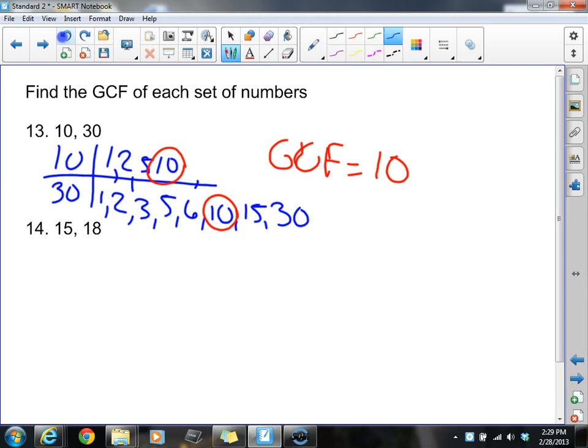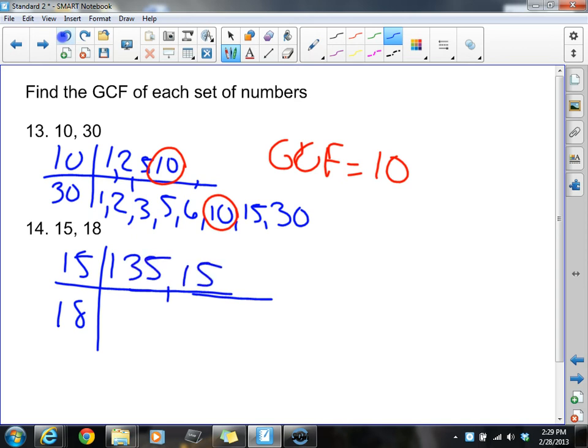Now let's do the second one very quickly: 15 and 18. Make my chart. 15 should be pretty easy because there's not many numbers. There's only 1, 3, 5, and 15: 1 times 15, 3 times 5. For 18 there's a little more: 1 times 18, 2 times 9, 3 times 6. 4 times, no, 5 times, no. So my factors are 1, 2, 3, 6, 9, 18.